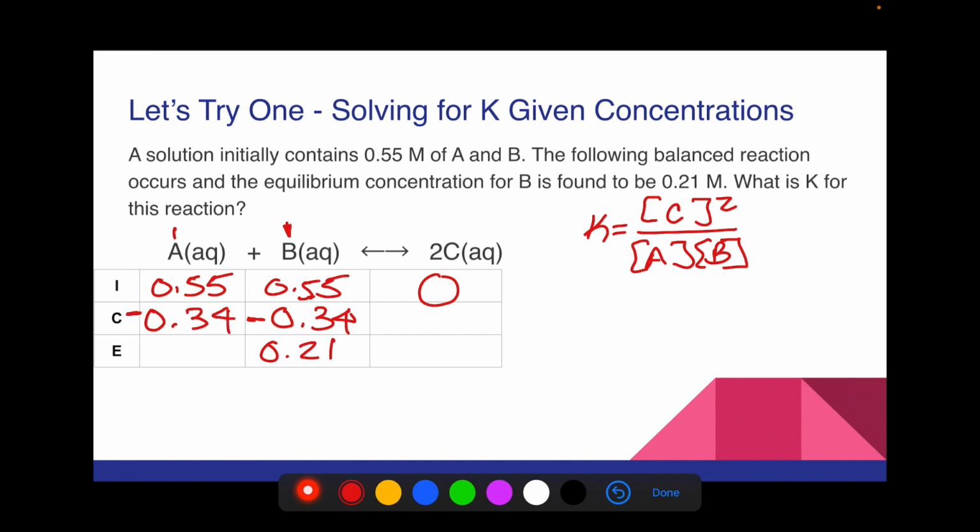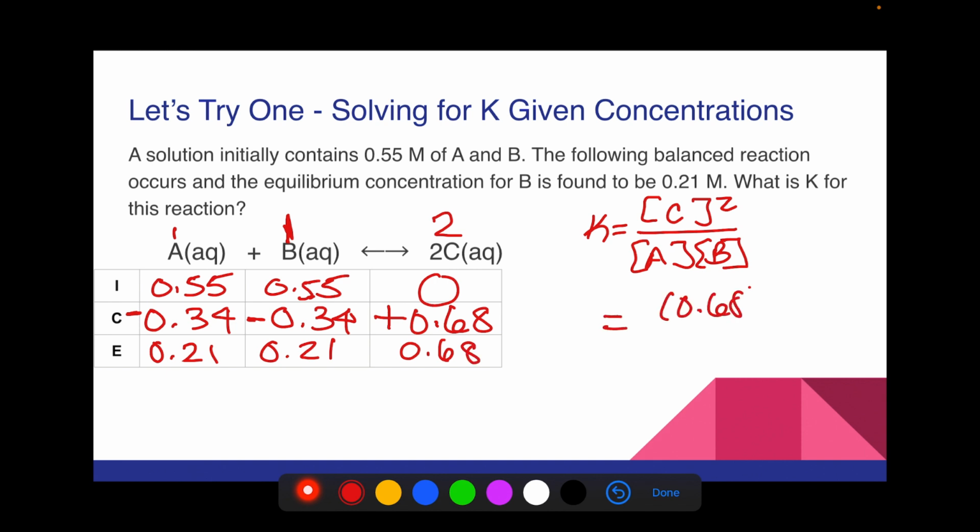What does that tell us about C? Well, if our reactant concentrations are decreasing, that means our product concentrations must be increasing. Stoichiometrically, we see that we have a 1-to-2 ratio of reactants to products. So if A and B each went down by 0.34, then C must have gone up by 0.68, which is double 0.34. From here, I can do the math and find the equilibrium concentrations of the two things that I was missing. And then I can plug them into my K expression.